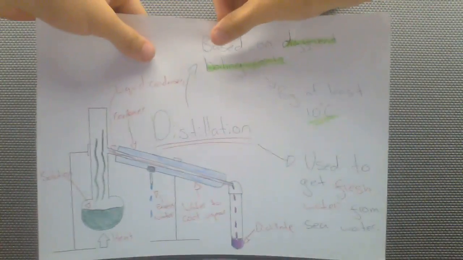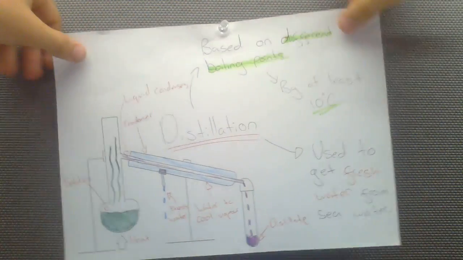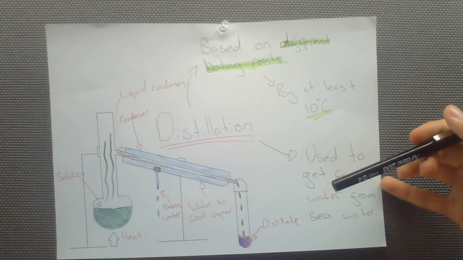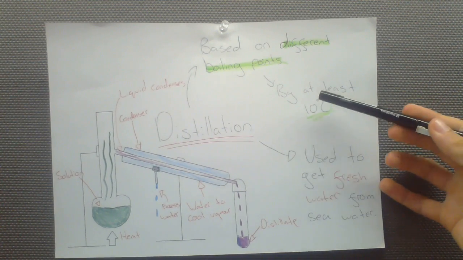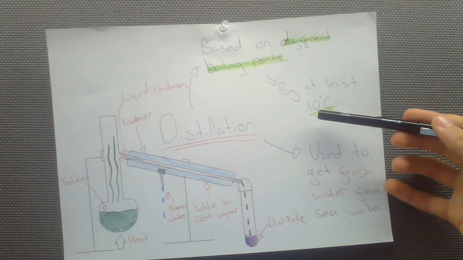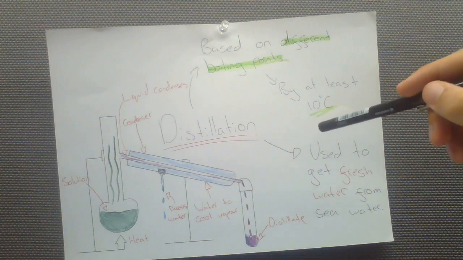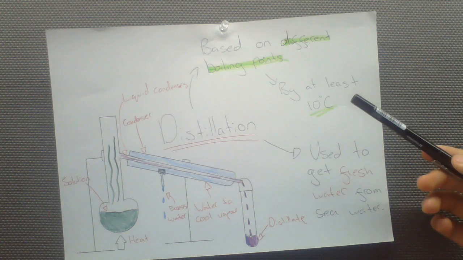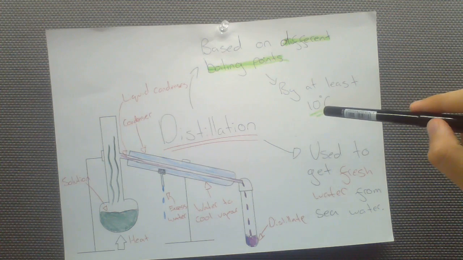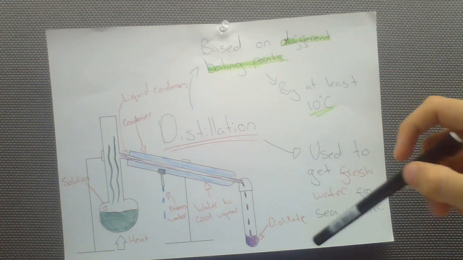Okay, this next one is distillation, very similar to the last one. Again, based on different boiling points. Now, the difference of this one, unlike fractional distillation to a degree, is that this needs quite a lengthy separation in boiling temperatures. So you can't have, in this liquid, one which has a boiling temperature of 100 and one which has one of 105. It doesn't work. It needs to have 10 degrees separation. You'd use it to get fresh water from seawater.